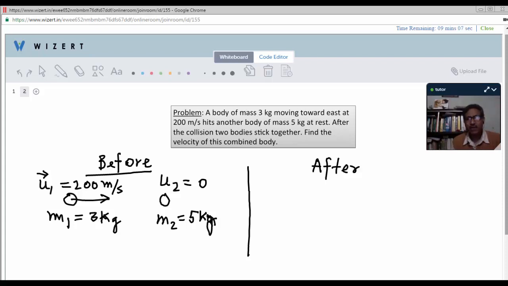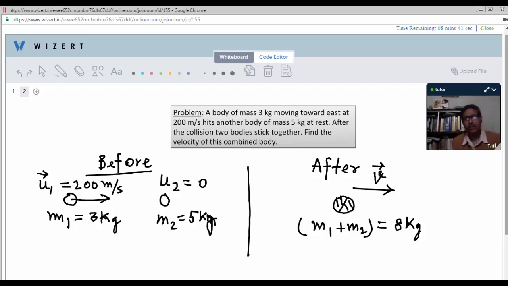So we see that after the collision has occurred already, the two bodies are combined now. So the mass of the body is a combined mass, that is m1 plus m2. And you understand the total mass is becoming 3 plus 5, that is 8 kg, which is the mass of the body. And the body is moving at velocity v. And this v is unknown. That means we don't know this velocity, and we want to find out this velocity as the unknown quantity. So we have organized the problem.